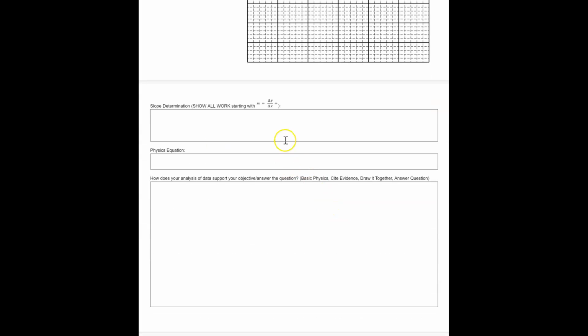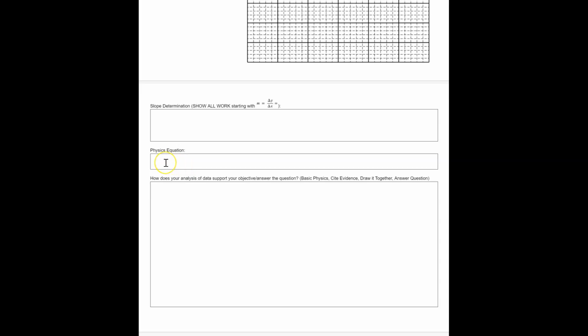Slope determination, most of the time when you have a straight line that they've been given, they've got to determine the slope, and they need to show their work. You can have them start with m equals delta y over delta x, or you could actually have them use the labels on each axis to do that. So it might be change in position over change in time.